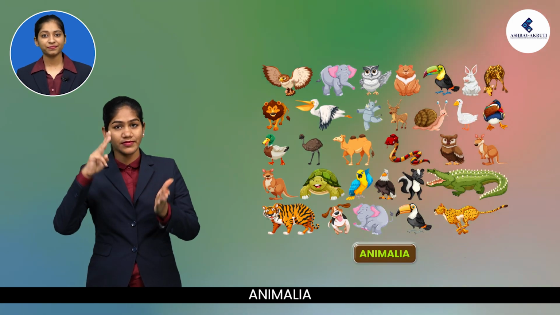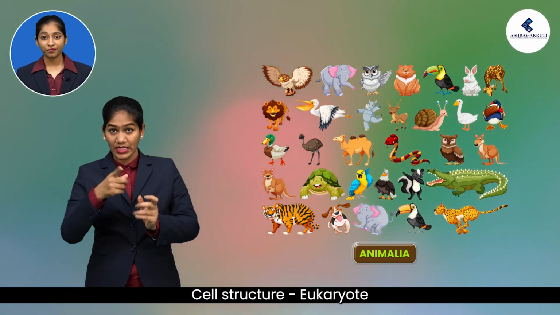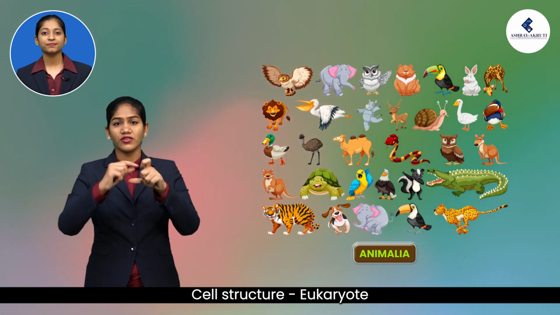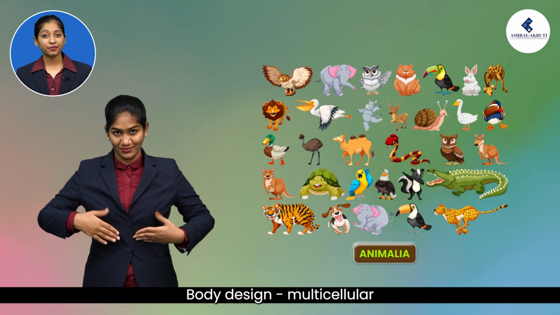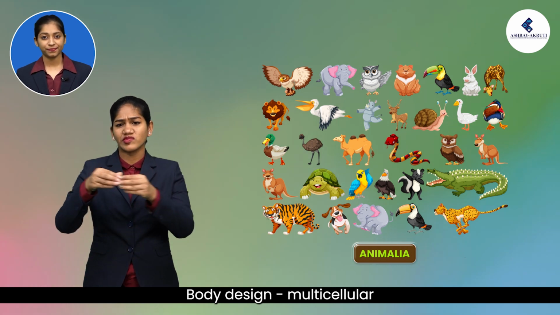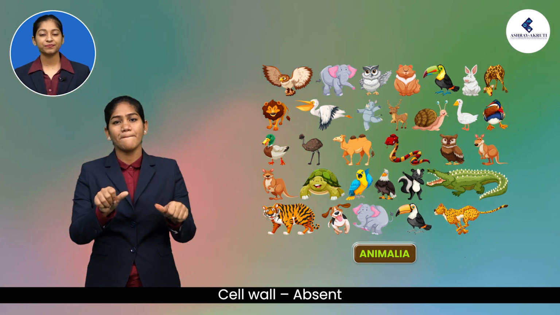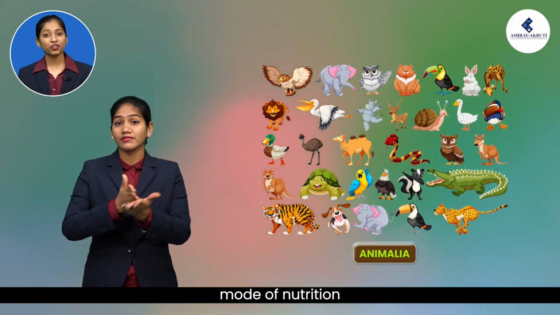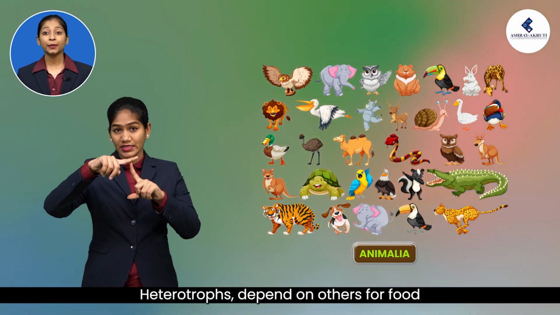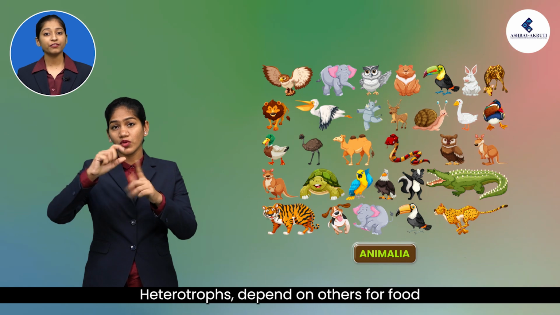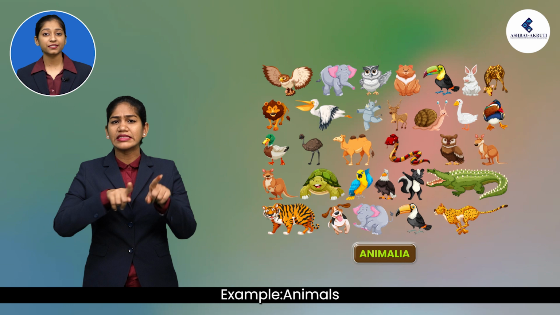Animalia. Cell structure: eukaryote. Body design: multicellular. Cell wall: absent. Mode of nutrition: heterotrophs, depend on others for food. Example, animals.